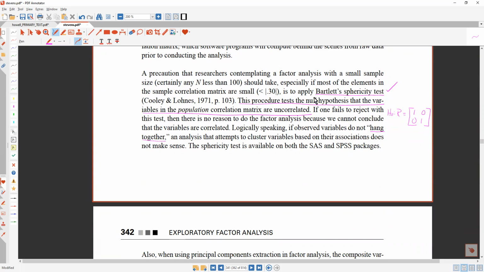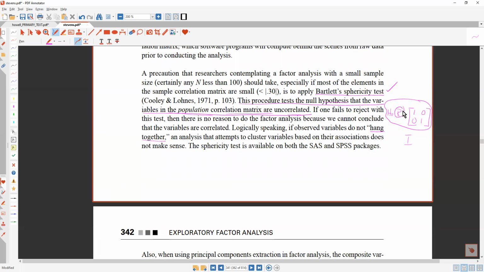Bartlett sphericity test. Now, there are details in this that the book doesn't present, so we're not going to be looking at the formula or anything like that. But this tests the null hypothesis that the variables in the population correlation matrix are uncorrelated. What that really amounts to is evaluating the null that the correlation matrix is an identity matrix. What's an identity matrix? One along the main diagonal, zeros everywhere else, right?